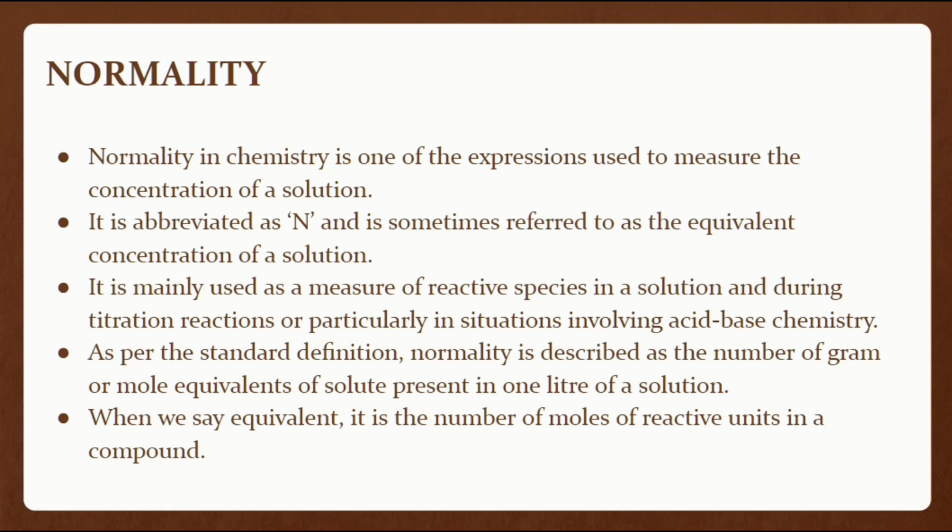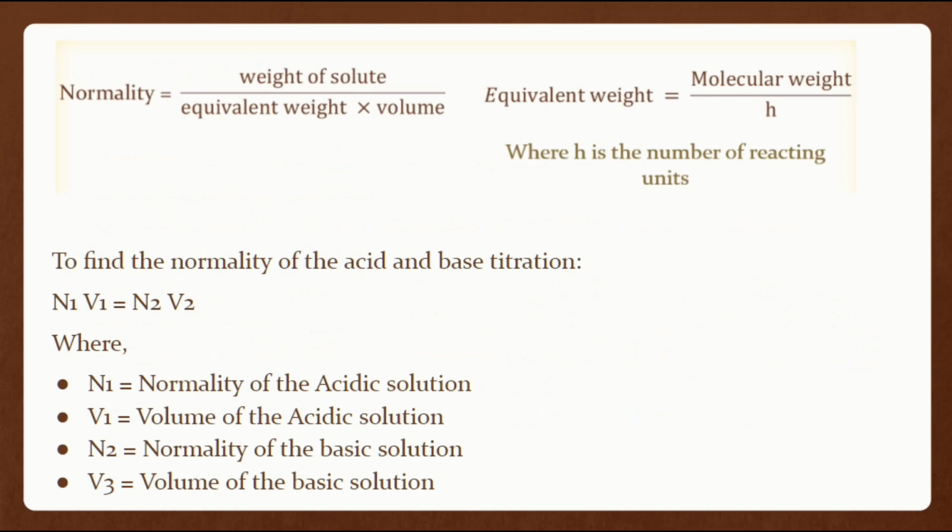When we say equivalent, it is the number of moles of reactive units in a compound. Normality is equal to weight of solute by equivalent weight into volume, where equivalent weight is equal to molecular weight by H, where H is the number of reacting units. H for an acid is the number of H plus ions. For bases, it's the number of OH minus ions. Electrons in oxidation and reduction reactions, or valencies for ionic species.